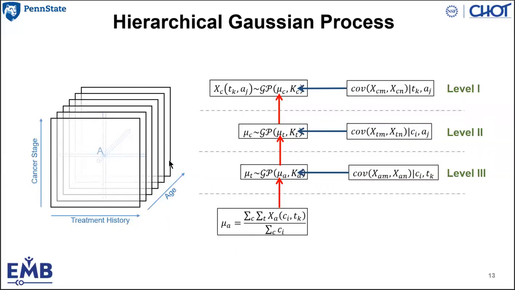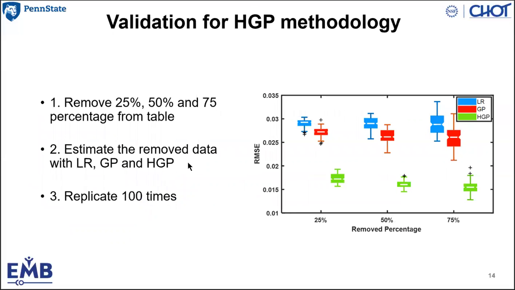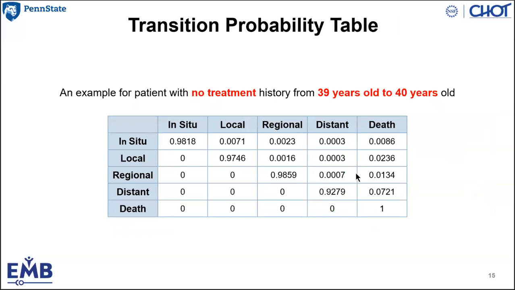In order to show the effectiveness of our methodology, we proposed a validation experiment. First, we remove some data from our available transition probability table. Then we estimated the removed data with linear regression, Gaussian process, and HGP, 100 times. Then we plotted the RMSE, which is the root mean square error. As we can see, the HGP has the lowest RMSE for all three percentages, which means our methodology is effective. Here we have an example of a patient with no treatment history from 39 years old to 40 years old.